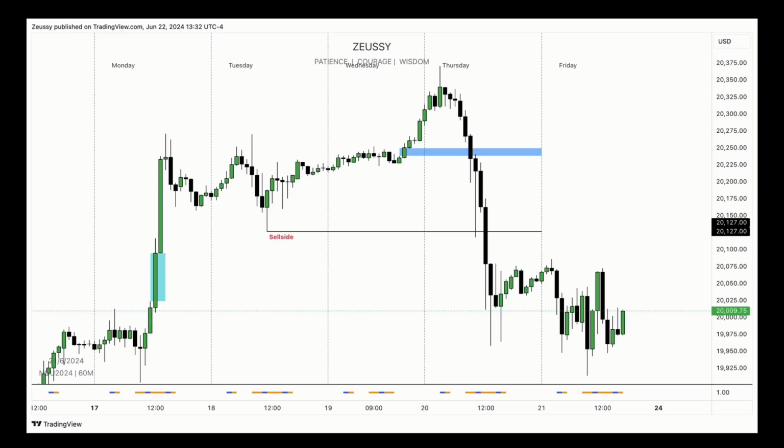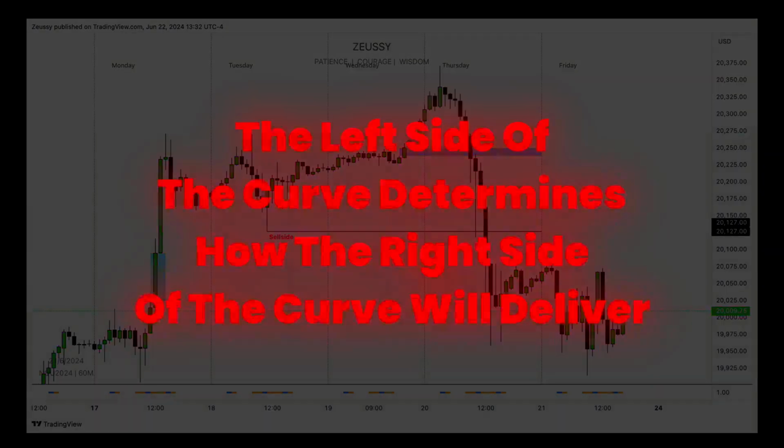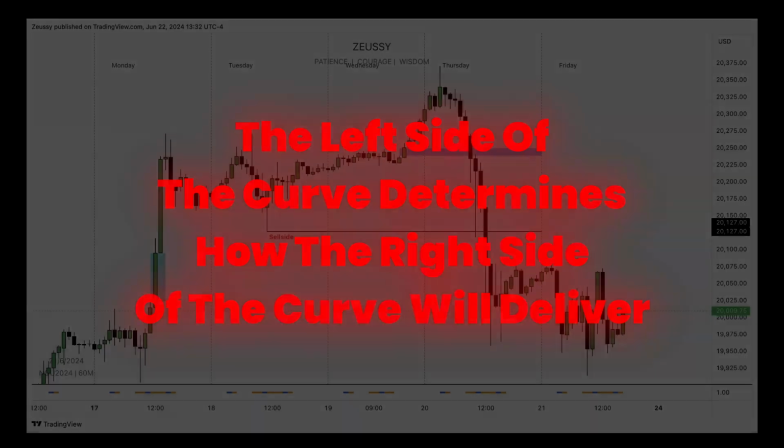Investigate how the left side of the curve was crucial in setting up this low resistance liquidity run on the right side of the curve, because that is one of the main takeaways that I want you to learn from this lecture. It is that the left side of the curve determines how the right side of the curve is going to deliver. And that right there is something that you need to write down somewhere because it's a crucial note to keep in mind.